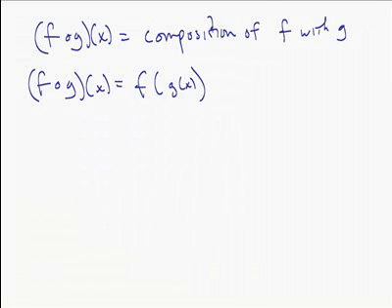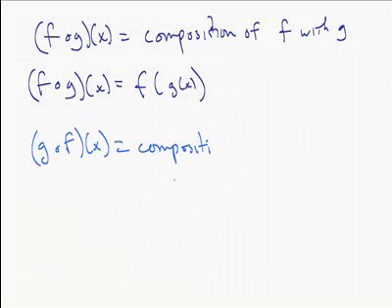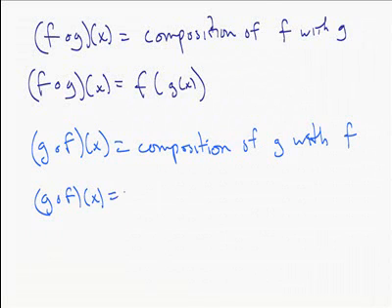Now we can go the other direction. We can take g composed with f of x, g circle f, which is the composition of g with f. And here, what we get is g of f of x. As we saw in that last example, the order does matter.